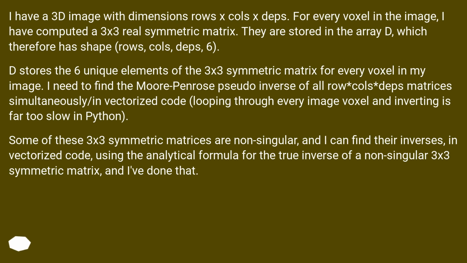They are stored in the array D, which therefore has shape rows, cols, depths, 6. D stores the 6 unique elements of the 3x3 symmetric matrix for every voxel in my image. I need to find the Moore-Penrose pseudo-inverse of all rows x cols x depths matrices simultaneously, in vectorized code. Looping through every image voxel and inverting is far too slow in Python.